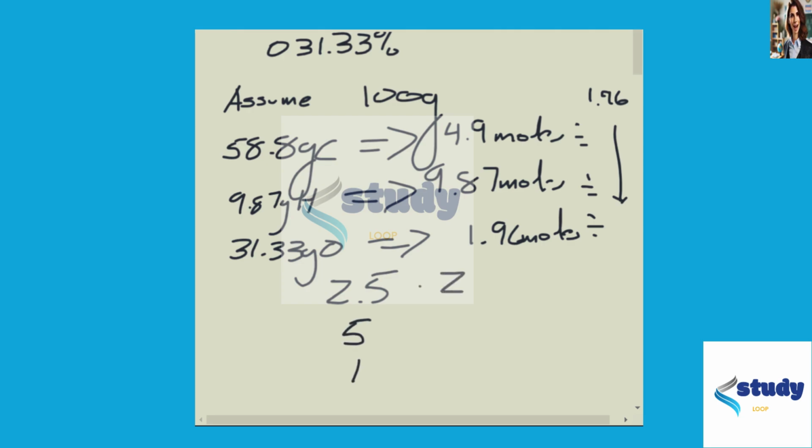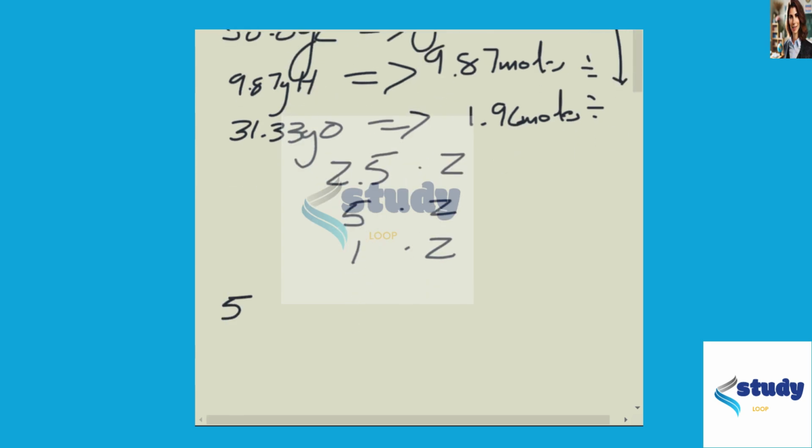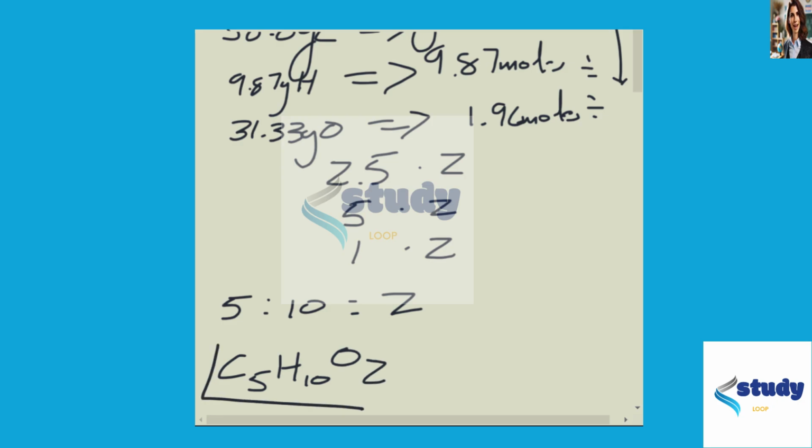So we want whole number factors, so we can multiply everything by 2, and this would be 5, 10, 2 as the ratios of carbon, hydrogen, and oxygen. So we can see that our compound is C5H10O2 for our empirical formula.